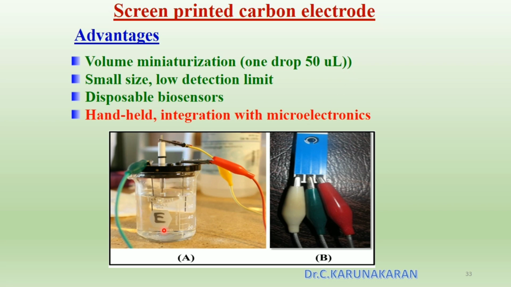This is the normal electrochemical cell, and this is the screen printed electrode. And the advantages are volume miniaturization, small size. They are portable for point of care applications, low detection limit, no wastage of samples, disposable biosensor, and handheld integration with the microelectronics.